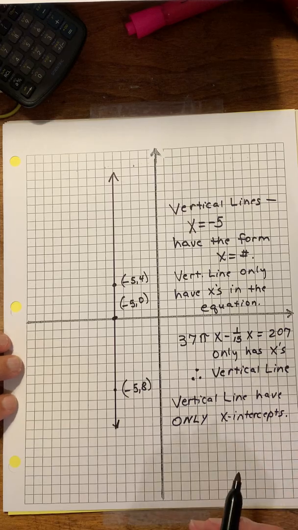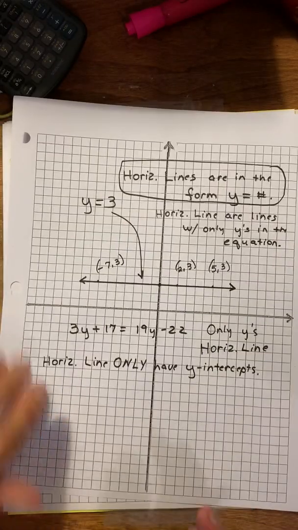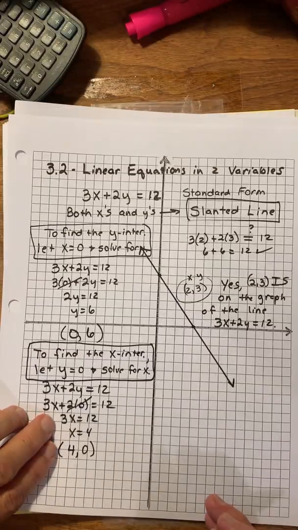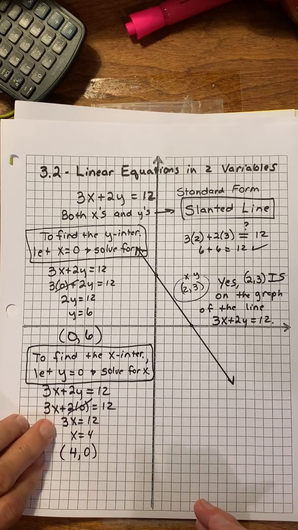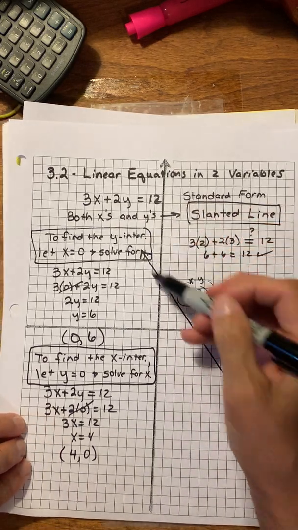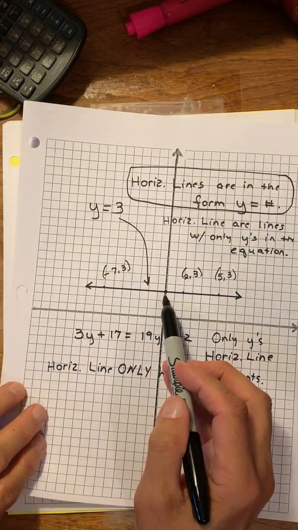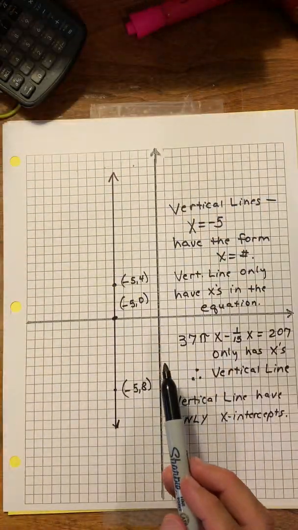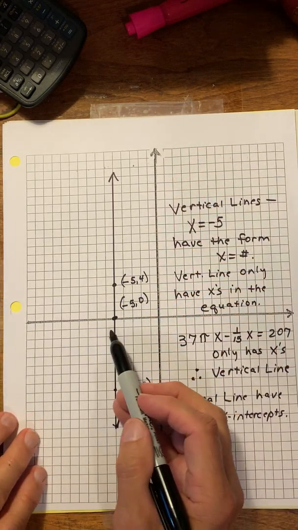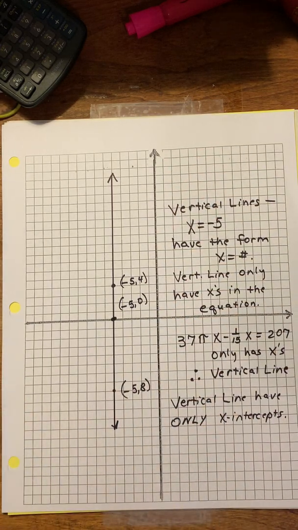So when you're asked in Hawks to find the x and y intercept, it'll say, if possible. If it's a slanted line, it's going to have both. If it's a horizontal line, it'll just have a y-intercept. If it is a vertical line, it will just have an x-intercept.